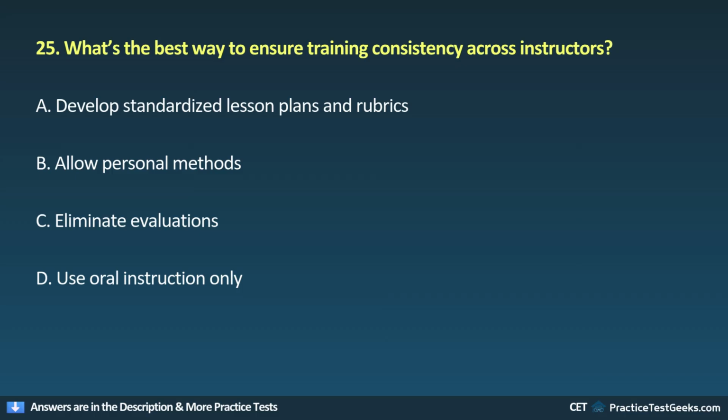25. What's the best way to ensure training consistency across instructors? A. Develop standardized lesson plans and rubrics. B. Allow personal methods. C. Eliminate evaluations. D. Use oral instruction only.